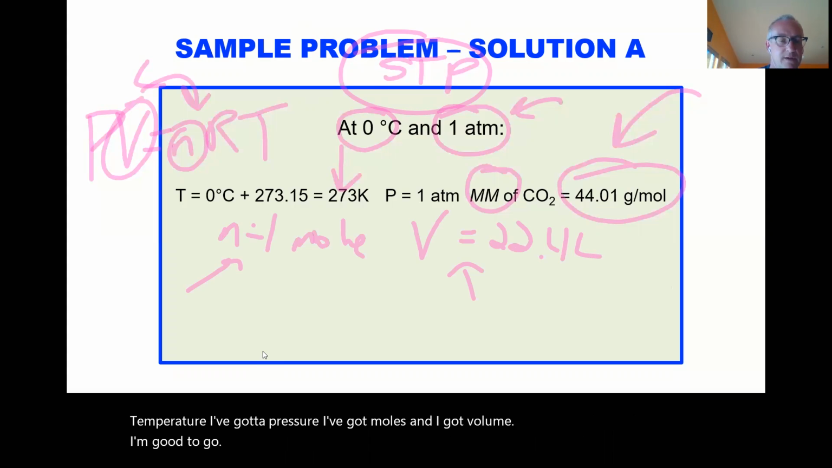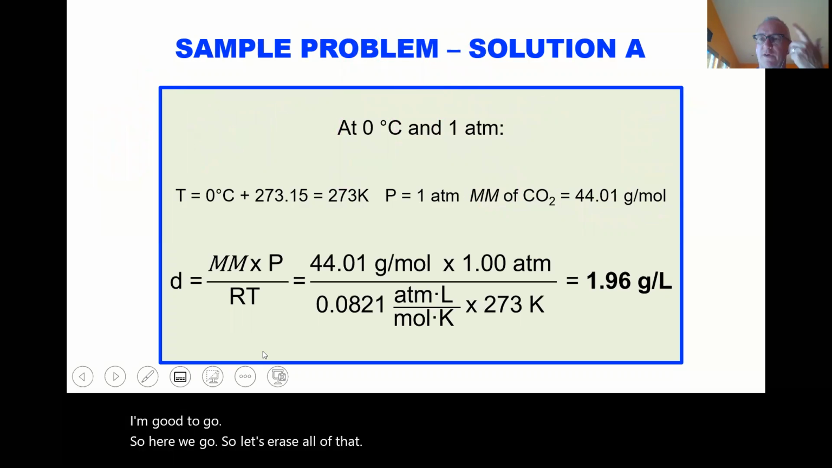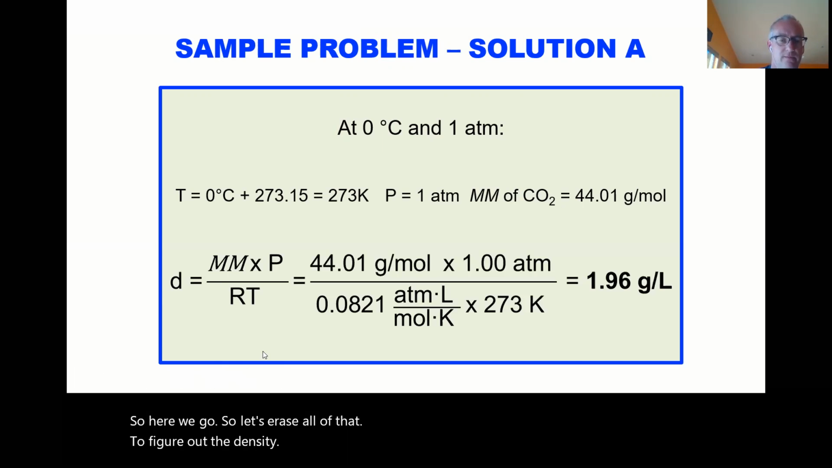So here we go. Let's erase all of that. Figure out the density. I have my molar mass.